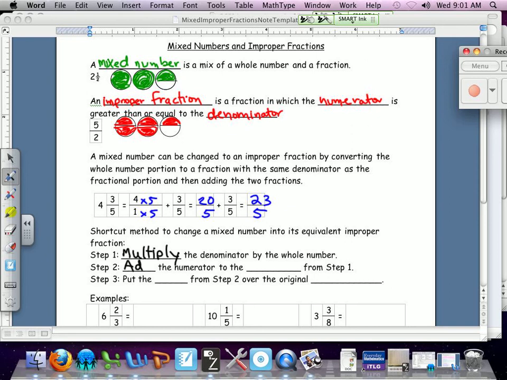Step 2, add the numerator to the product from step 1. So the numerator of the original number, so that's how much you had as a fraction, plus what we just got as what the fractional amounts would be of the whole number. And then you put the sum from step 2 over the original denominator. So now you're saying, that's how many pieces I have, and these are the size of the pieces.